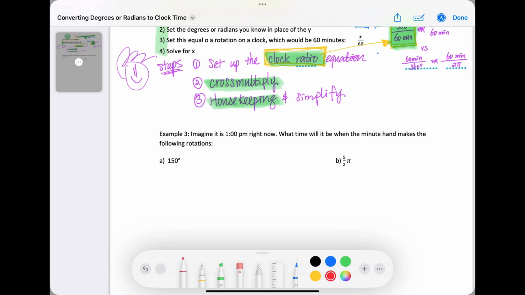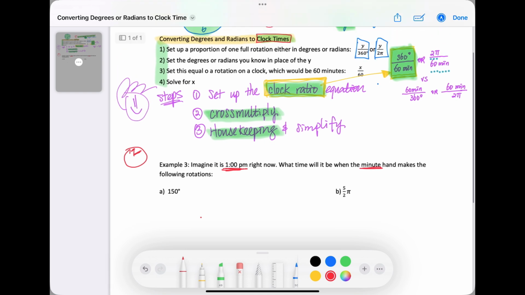Okay, so let's go. Example 3. Imagine it's 1 p.m. right now. Do you see the picture? 1 p.m., so this will be the time. We're starting right here, 1 p.m. What time will it be when the minute hand makes the following rotation? The first one gives us after 150 degrees. What time is it? Okay, we can do it.